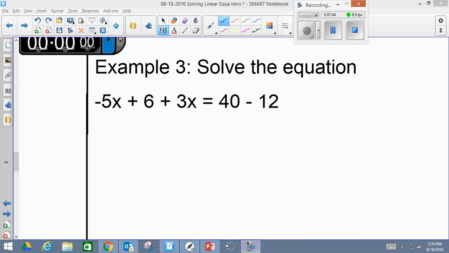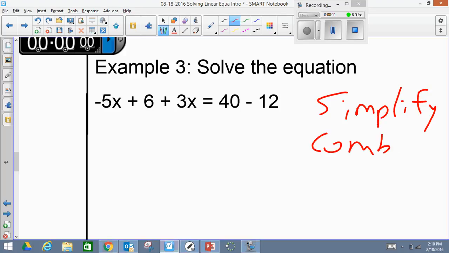Our last example. Some classes I get to this, some others I don't, but I will. Now, we have example number 3. I have negative 5x plus 6 plus 3x equals 40 minus 12. A bunch of stuff. So when this happens, I need to simplify, I need to simplify on each side. So that's what you have to do first. Simplify. Simplify means combine like terms. Combine like terms. Okay? Only like terms.